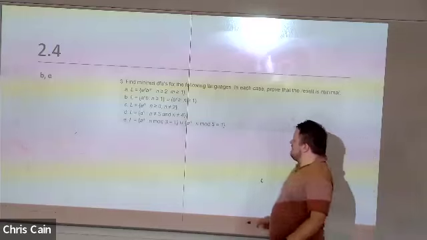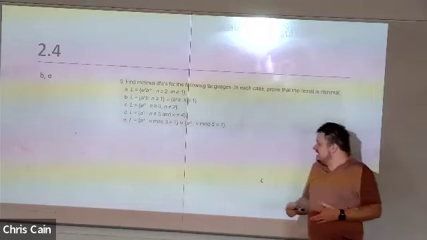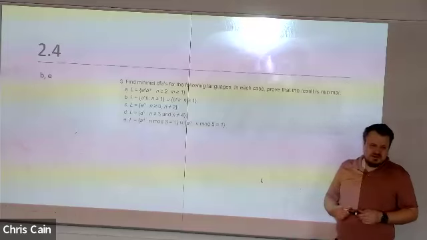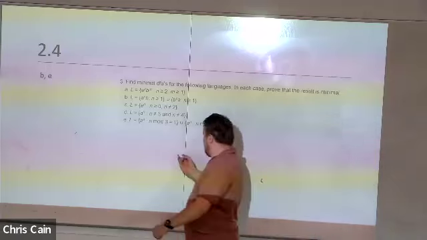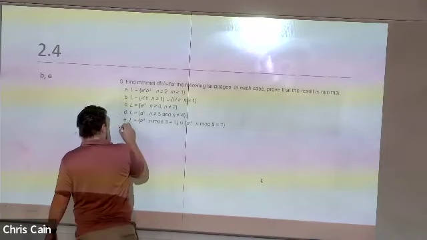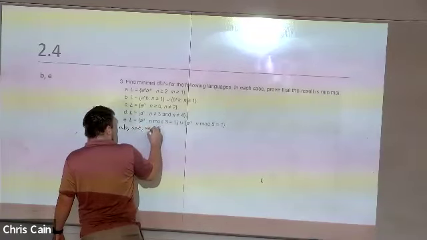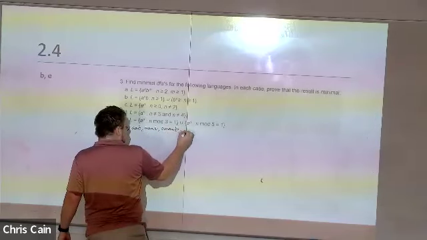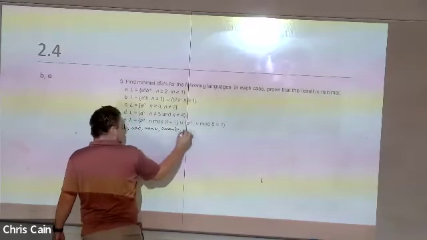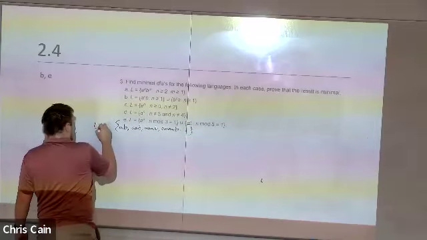If we were representing the left-hand side of this language, what are some strings in A to the n B where n is greater than or equal to 1? AB, put as many A's there as you'd like. AB, AAB, AAAB, AAAAB, etc. This would be the left-hand side.